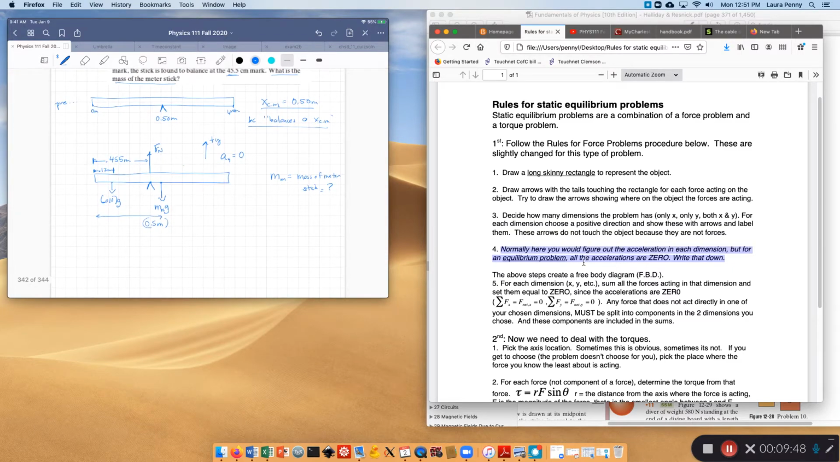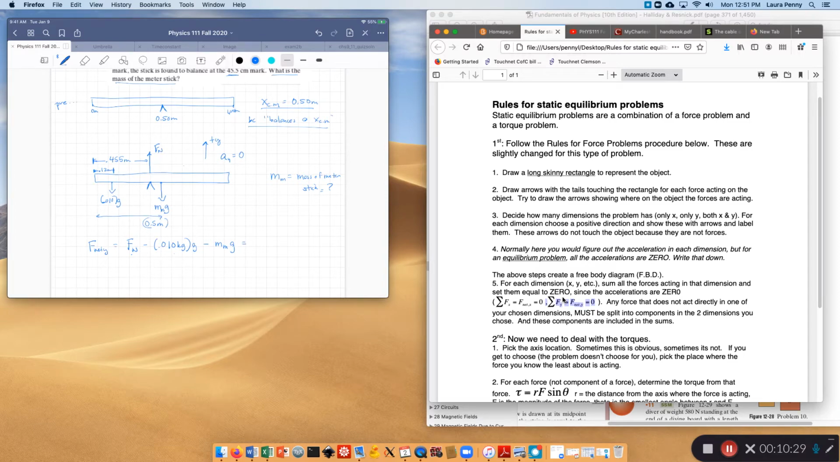All right, so now, just as we did before, we can go through and write an F net Y equation. I'll do it down below. So F net Y, I have the normal force up. I have 0.01 kilograms times G, and I have the mass of the meter stick times G. These are my three forces. Normal is up, gravitational force of the 10 grams is down, gravitational force of the meter stick is down.